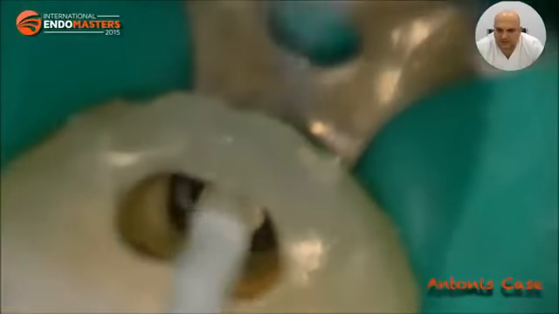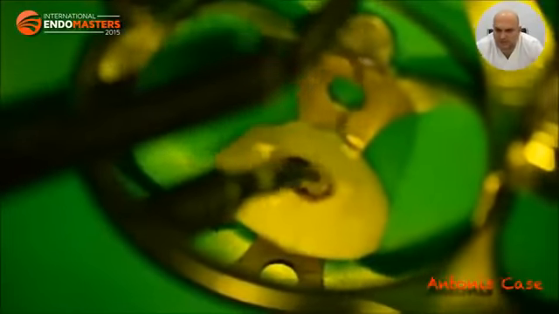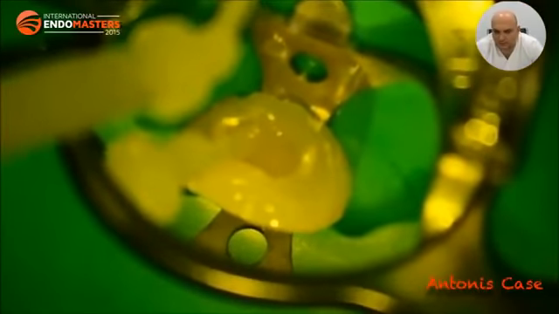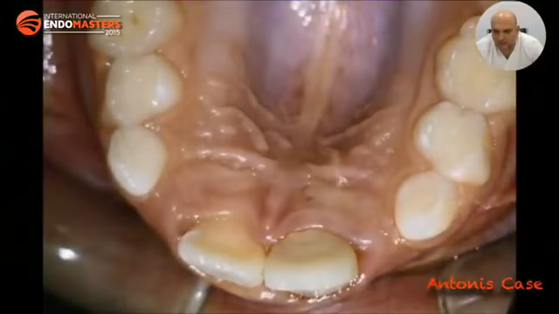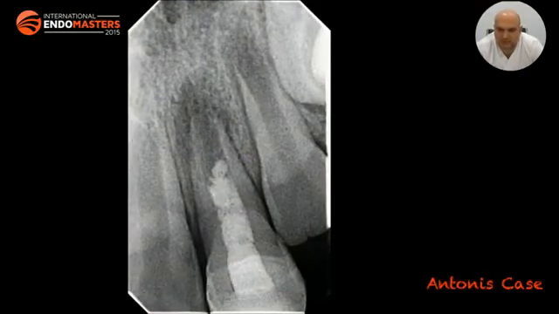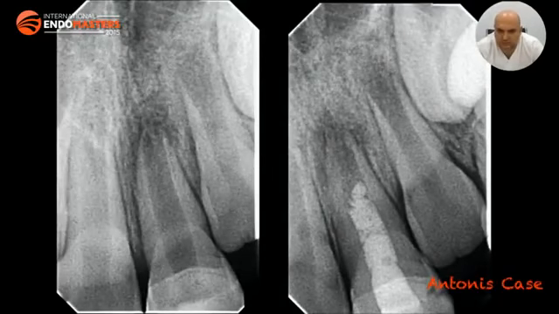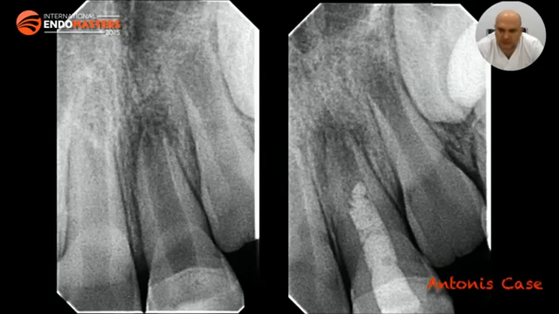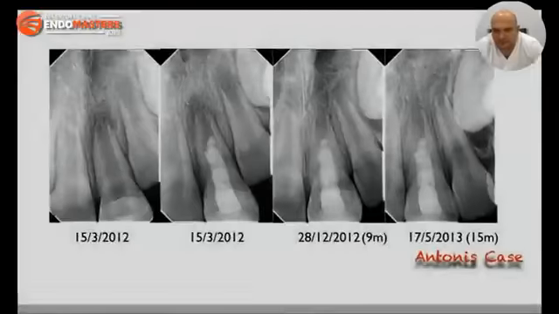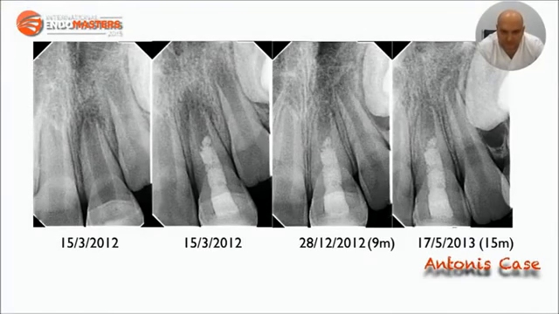I'm checking the setting of the MTA. The MTA seems set, although it turned out to be black and discolored, and I perform the final composite restoration. This is the comparative radiographic image, preoperative and postoperative radiographs, and this is the follow-up evaluation of Antonis' case.